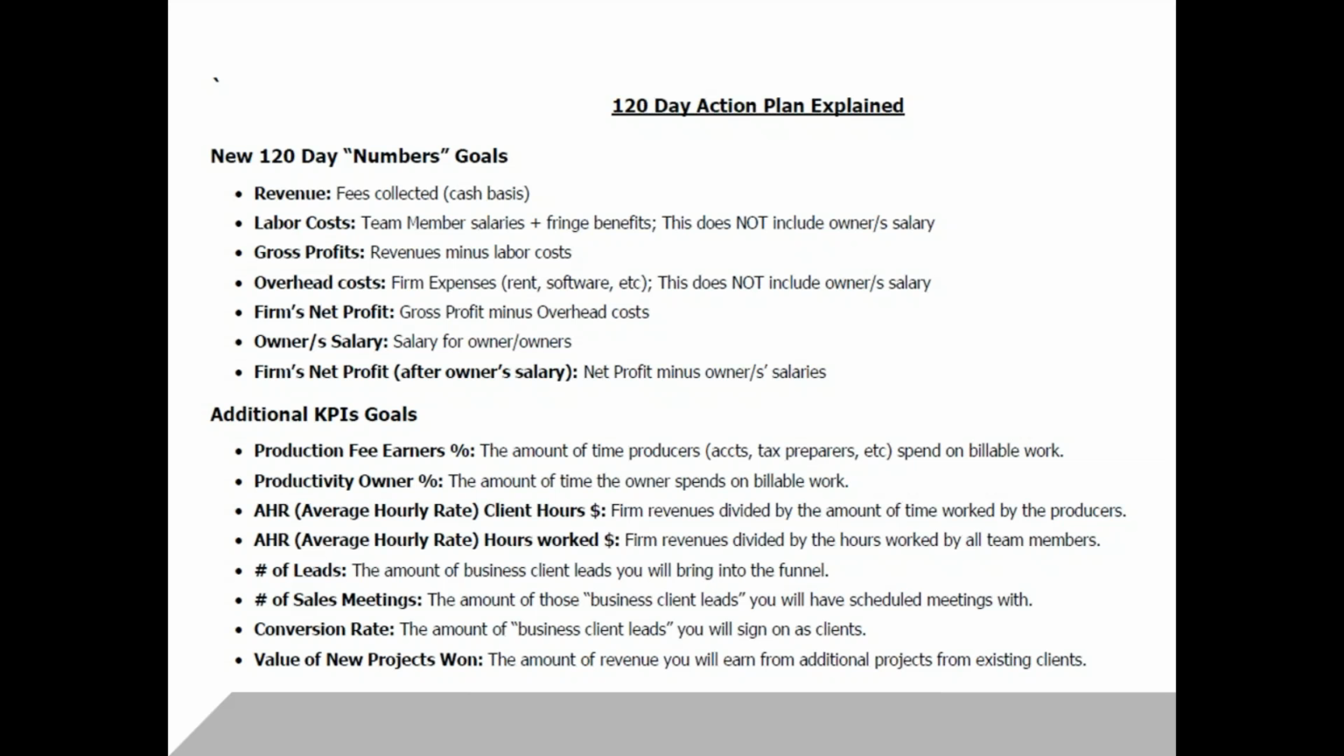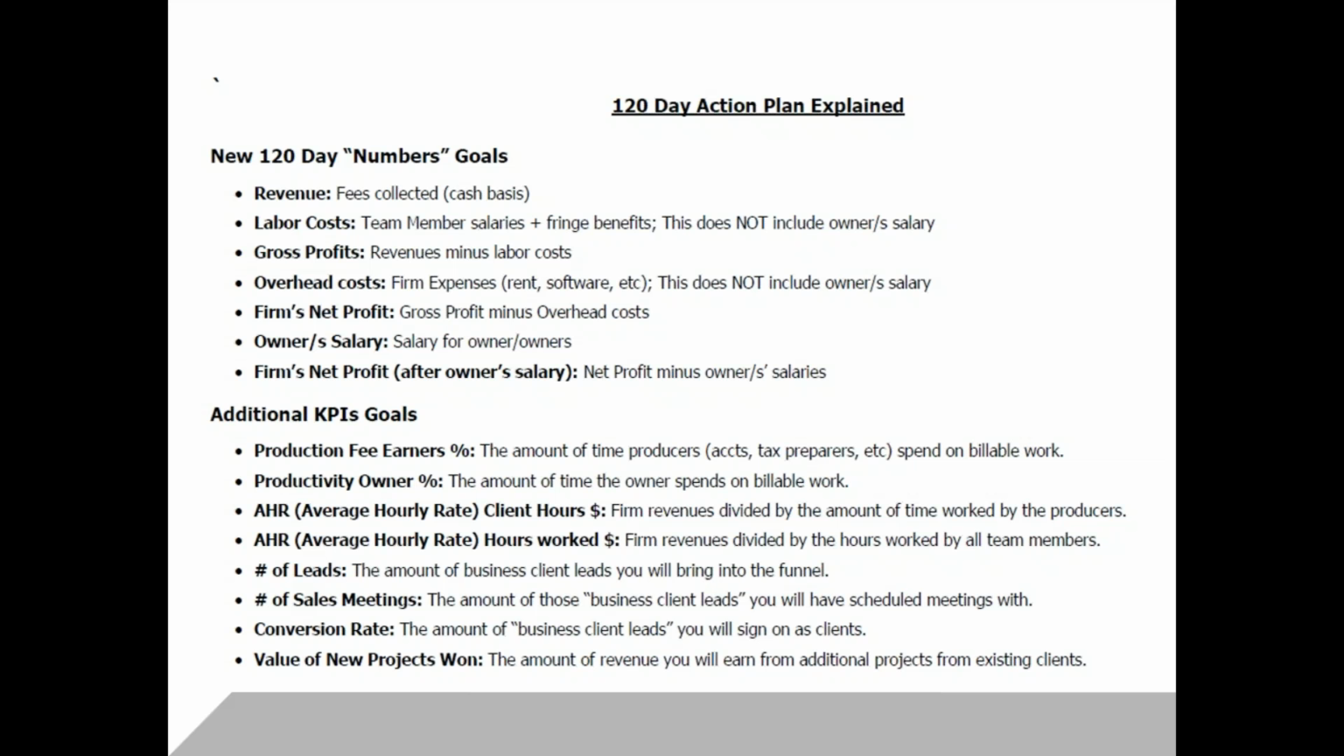So 500,000, let's do 4,000 hours. That's $125 an hour. Yeah, that's your average hourly rate for client hours, and you want that number to be $150 and more. And then you've got average hourly rate.